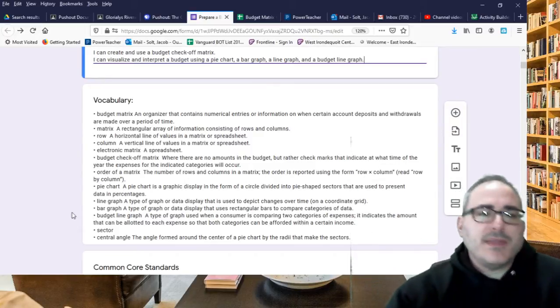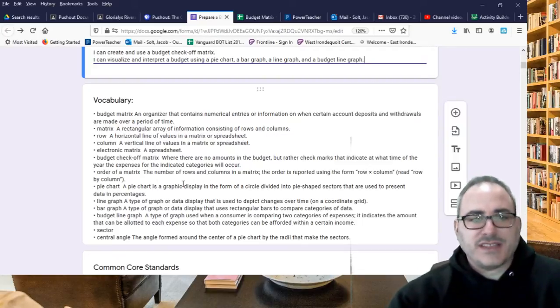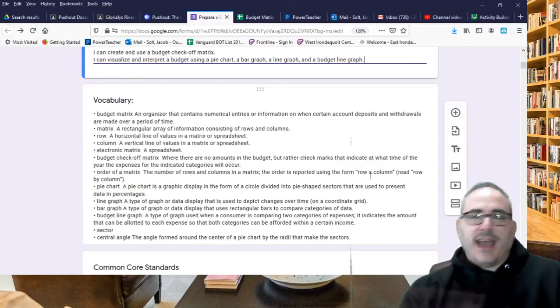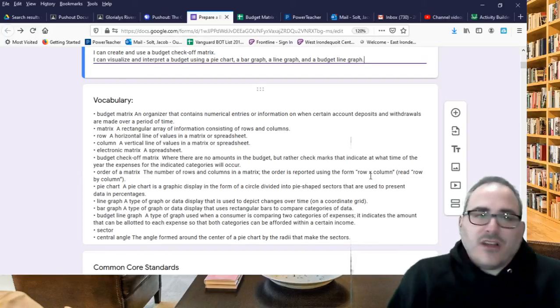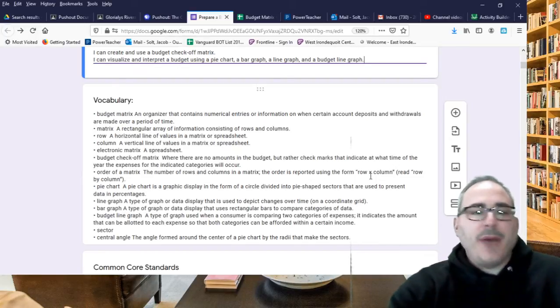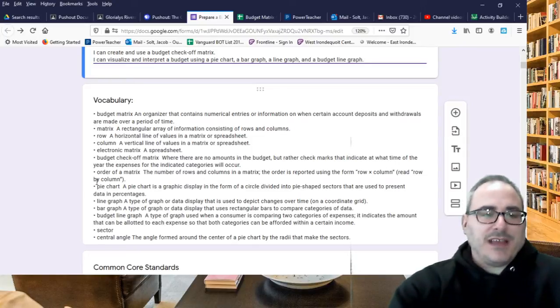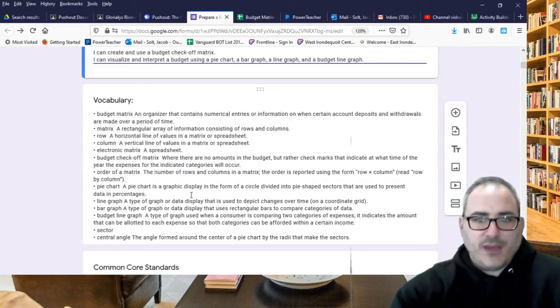Then there's the order of a matrix. The order of a matrix is the number of rows and columns in a matrix. The order is reported in the form of row, column, just like we use x, comma, y in our coordinates. A pie chart, you've seen those before, we also know as a circle chart. It looks like a piece of pizza sliced a whole bunch of different ways.